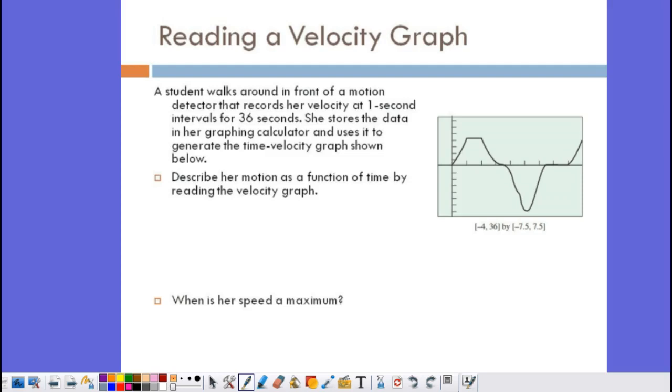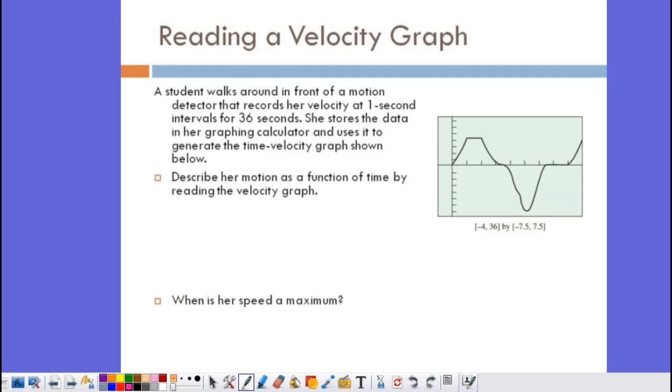A student walks around in front of a motion detector that records their velocity at 1 second intervals. So this is recorded from a motion detector recording a student's movement. The movements are occurring for 36 seconds. She stores the data in her graphing calculator and uses it to generate the time velocity graph shown below. Describe her motion as a function of time by reading the velocity graph.